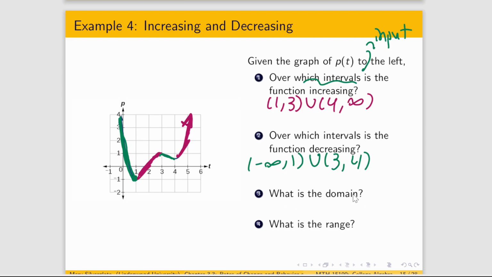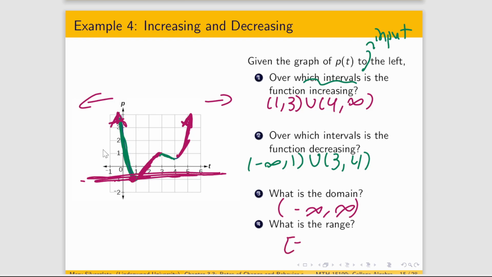When we're asking about domain, don't forget that we still know about that. Since we've got arrows on both sides of this, that means we go infinitely in both directions, left to right. So our domain is negative infinity to infinity. For range, however, it looks like we have a very distinct lower bound down here. That lower bound is at -1, and it does actually hit the point there at (1, -1). So we go in terms of y values from -1 all the way up to positive infinity.